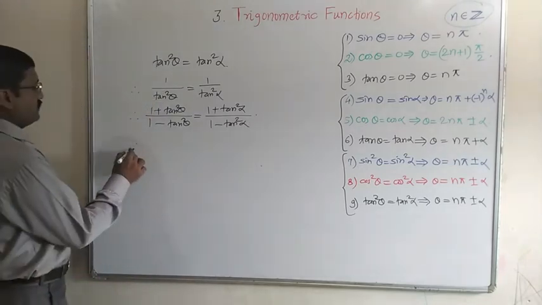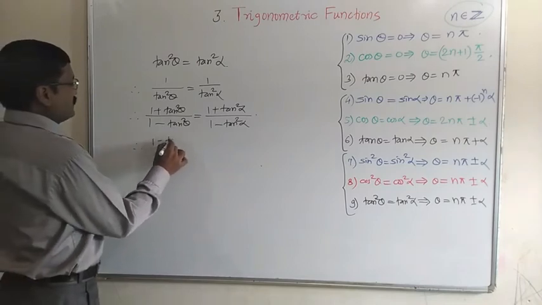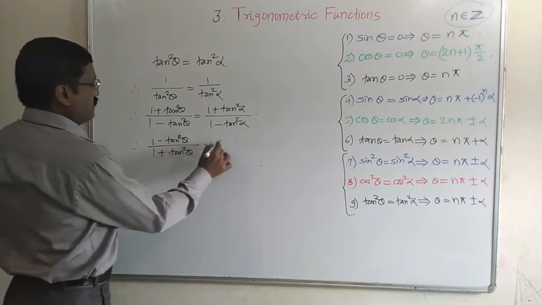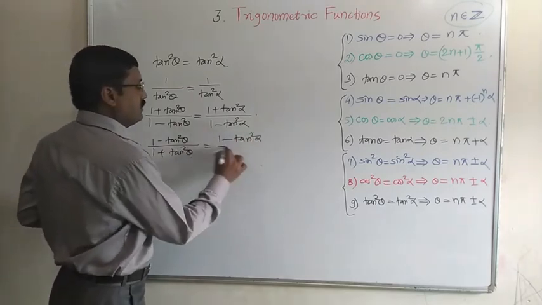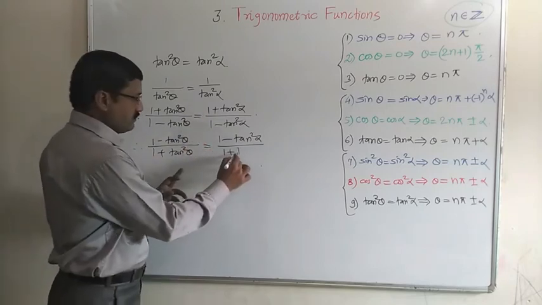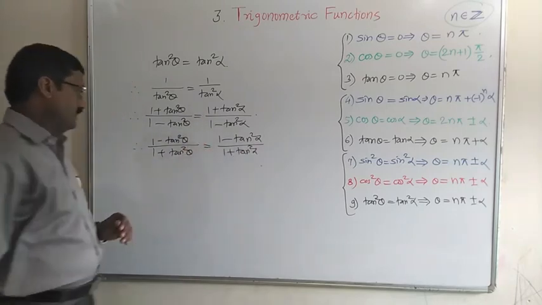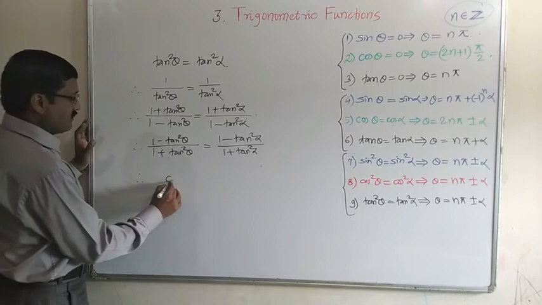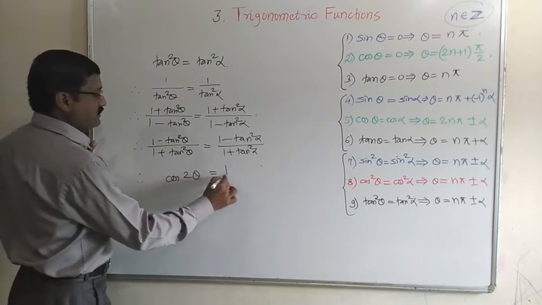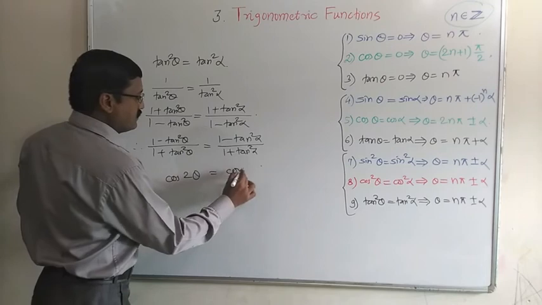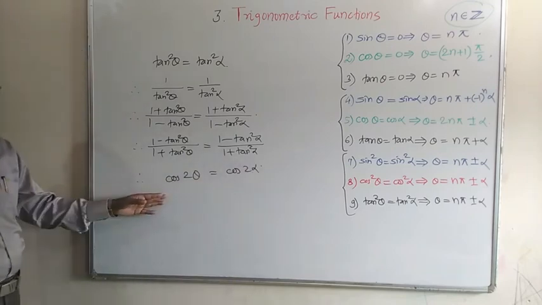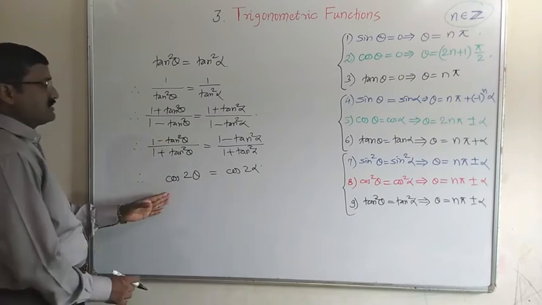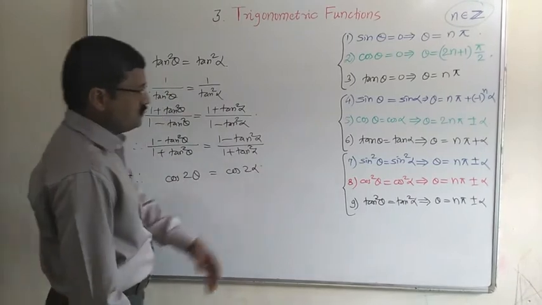Again take invertendo, then we get (1 minus tan square theta) upon (1 plus tan square theta) is equal to (1 minus tan square alpha) upon (1 plus tan square alpha). Here you can easily observe that this is the formula for cos 2 theta and this is for cos 2 alpha. Cos in terms of tan, that is cos 2 theta is equal to (1 minus tan square) upon (1 plus tan square).